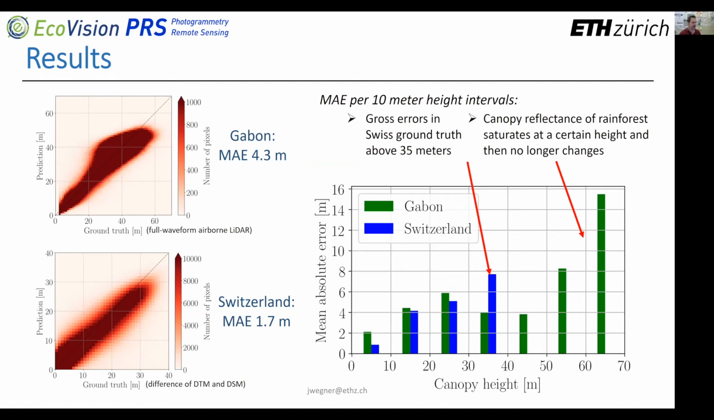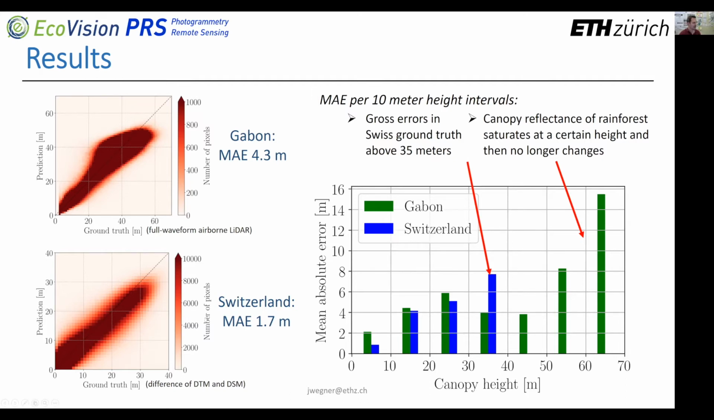We always train our model on part of the data, then validate and test. If we do 5-fold cross-validation, we come up with these results for the test data set. These are two plots, one for Gabon, one for Switzerland. For Gabon, we have trees between 0 and 60 meters high, even a bit higher, and we come up with a mean absolute error of 4.3 meters. For those who are not familiar with it, you can basically say the accuracy is plus minus 4.3 meters roughly.